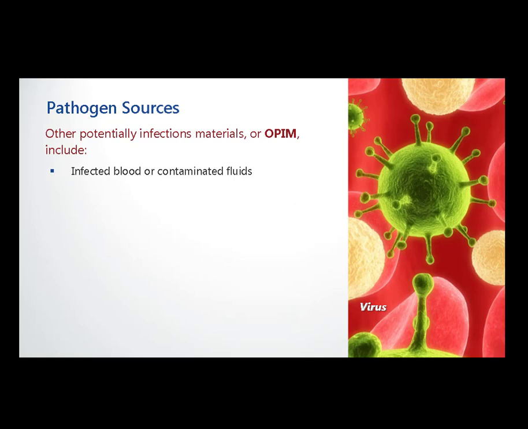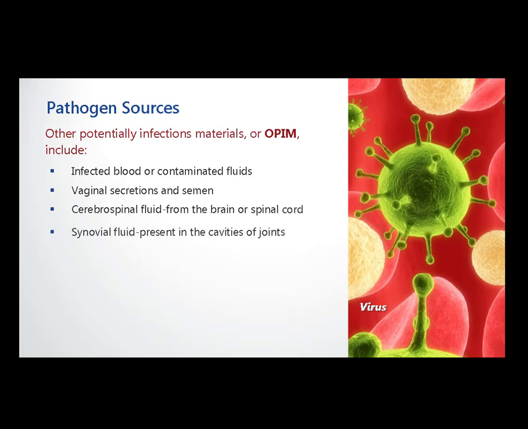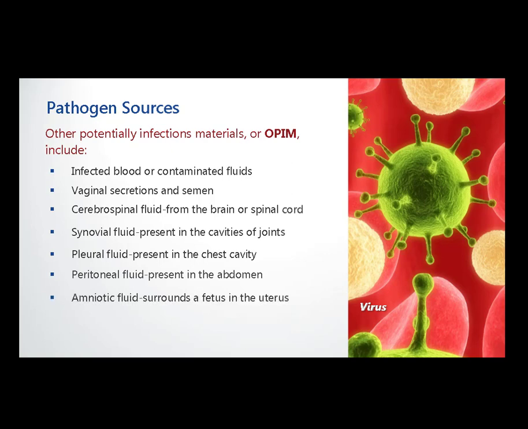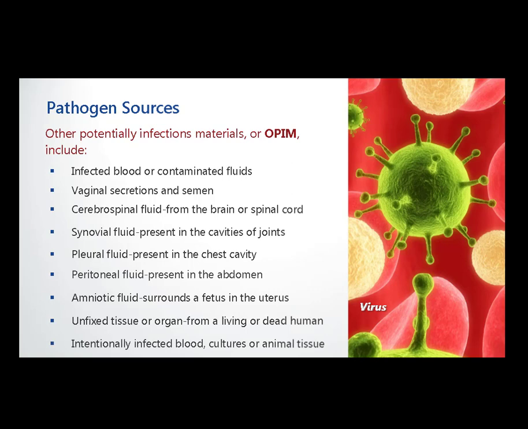Other potentially infectious materials, or OPIM, include vaginal secretions and semen, cerebrospinal fluid from the brain or spinal cord, synovial fluid, which is present in the cavities of joints, pleural fluid from the chest cavity, peritoneal fluid, which is present in the abdomen, amniotic fluid, which surrounds a fetus in the uterus, unfixed tissue or organ from a human, living or dead, any blood, cultures, or animal tissue intentionally infected with or containing HIV, HBV, or HCV.